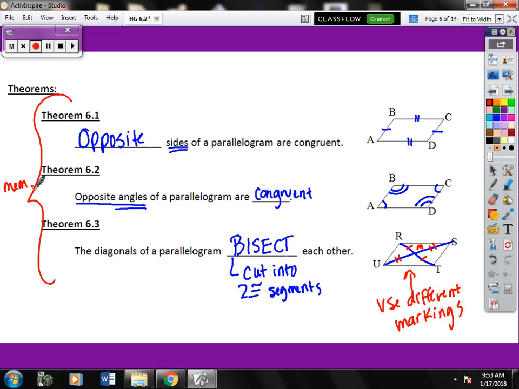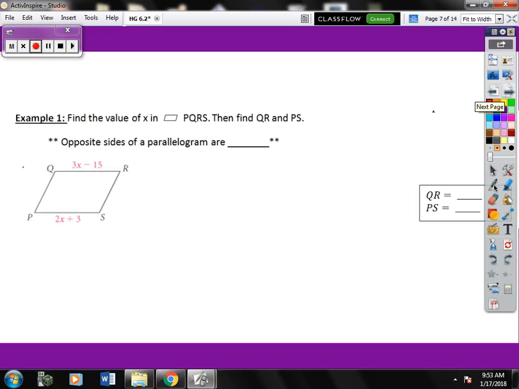I do have a graphic organizer I give towards the end of chapter 6, where we'll put all the properties together, so you have one study sheet to look off of. Because we're also going to learn properties of trapezoids, properties of rectangles, squares, rhombuses, all those things.